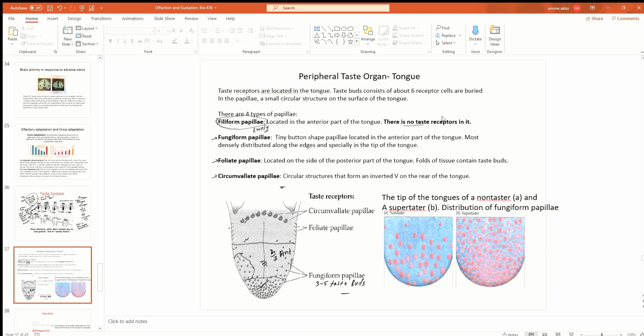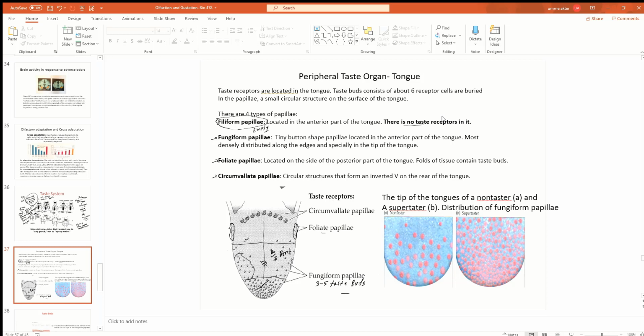Then if you see the back part of the tongue, on both sides you have the foliate papilla. They are like folds, in the posterior and lateral parts, on both sides of the tongue, like ridge-like folds of tissue located on the sides of the tongue near the back. And in each fold you have a few hundred taste buds. So the number of foliate papilla, although much less than fungiform, inside each fold or papilla you have hundreds of taste buds, about 100 or a few hundred.